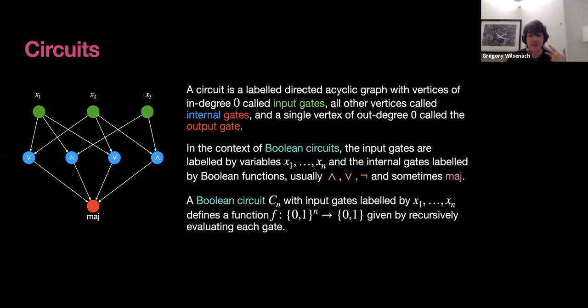Right? And we can think of a Boolean circuit as naturally computing a Boolean function, right? So if a Boolean circuit has n input gates, x1 through xn, it naturally defines a function on n-length strings.